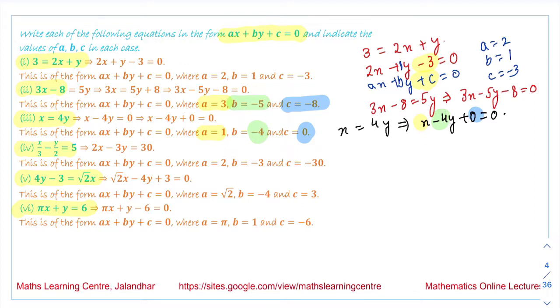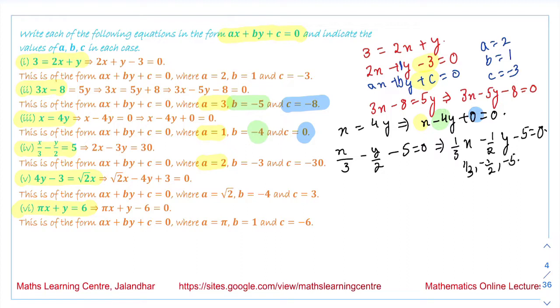Now in the next part it is x by 3 minus y by 2 minus 5 is equal to 0. So we can write it like 1 by 3 x minus 1 by 2 y minus 5 is equal to 0. So what we get is, you can write a is 1 by 3, b is minus 1 by 2, and c is minus 5. Or what we have done over here, we have taken the LCM at this point.